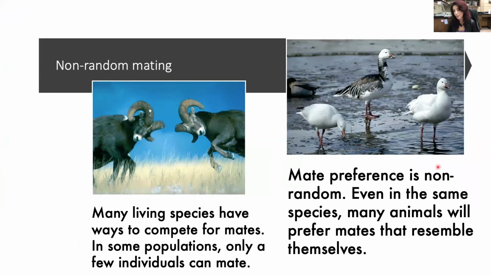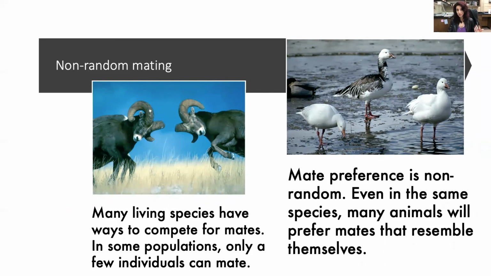Next, we have non-random mating. Many living species have ways to compete for mates. This could be through actual physical combat or just singing prettier songs than your rival. In some populations, only a few individuals can mate because competition is that stiff. Mate preference is non-random. Even in the same species, many animals will prefer mates that resemble themselves.